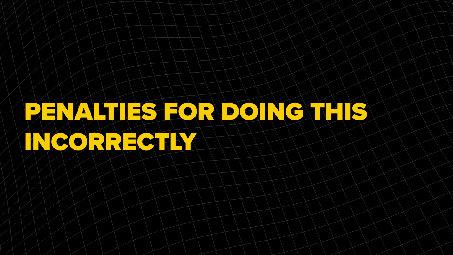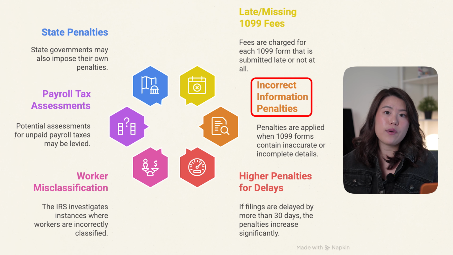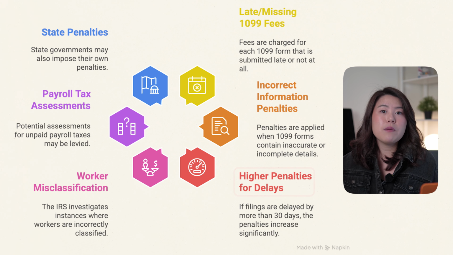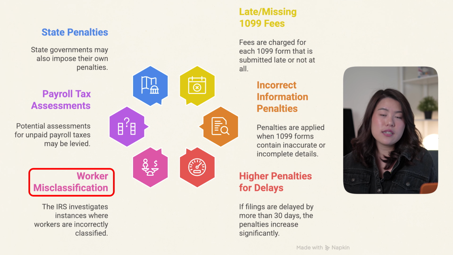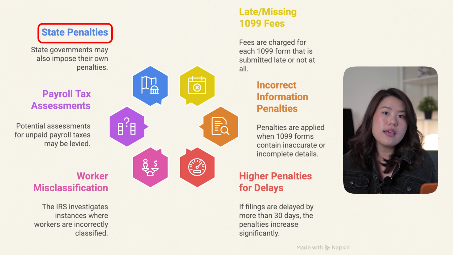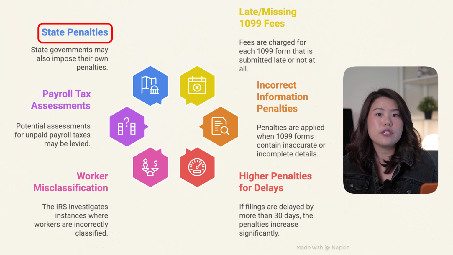Penalties for doing this incorrectly. Mistakes in contractor compliance can become expensive fast. The IRS penalties include fees for every late or missing 1099, additional penalties for incorrect information, higher penalties if filings are more than 30 days late, worker misclassification investigations, potential payroll tax assessments, and possible state penalties. The IRS also compares your 1099 totals with contractor tax returns. If something doesn't match, both parties may be flagged for review.